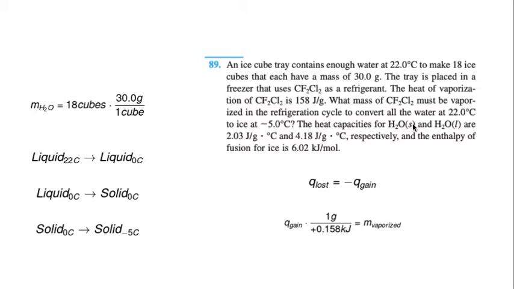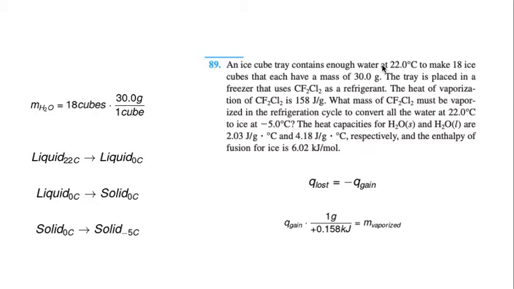The heat capacities of water, solid and liquid, are provided respectively, and the enthalpy of fusion for ice is again provided. So the mass of the water is going to be equal to the 18 ice cubes, and since there are 30 grams of water per ice cube, we can easily multiply that to find the total mass of the water.